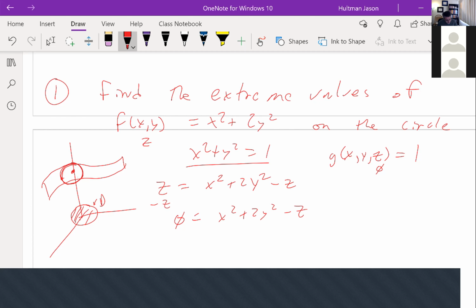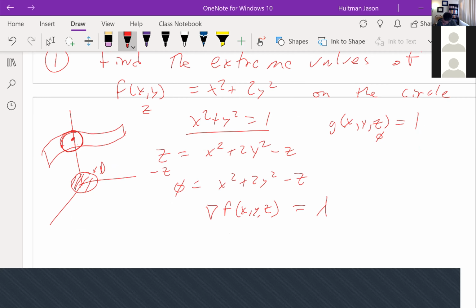Okay, so what do we want to do here? Well, we want to find del of f of x, y, z equals lambda del of g of x, y, z. So we want to take the partials, right? The partials. So let's do that. We have f of x, y, z here, that's equal to 0.